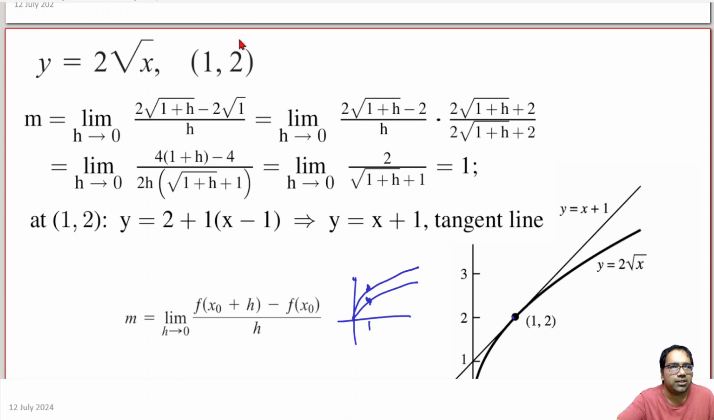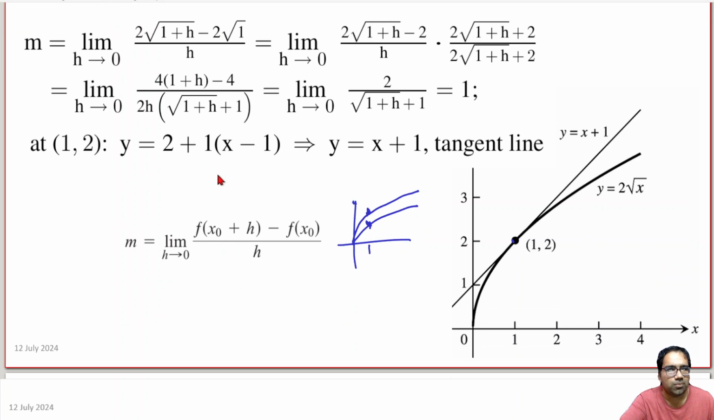Now at this point itself, (1, 2), we want to find the equation of the tangent. First we have to find the slope of the tangent. Slope at this point (1, 2) means x naught is 1, right? f of 1 plus h. What is that? 2 root 1 plus h. Right, this is f of 1 plus h minus f of 1, f of 1 is 2 root 1, by h. Right, 2 root 1 plus h minus 2 by h.